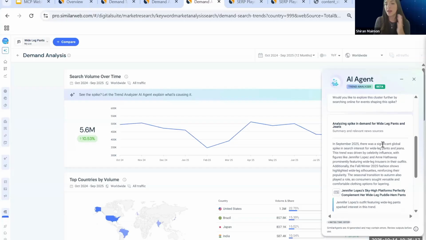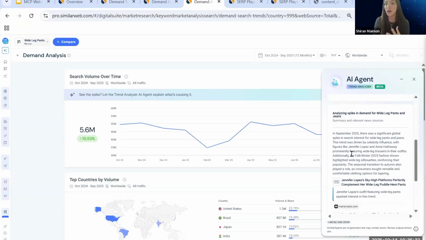So I went ahead and the agent did it for me. I didn't do anything. September 25, there was a significant global spike in search interest for wide leg pants and jeans. This trend was driven by celebrity influencers and, of course, the fall and winter fashion shows. So I really can now easily connect the dots of what happened, when did it happen, and then what was the result out of that.